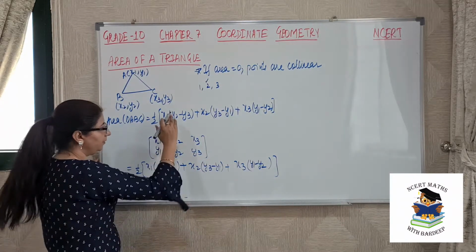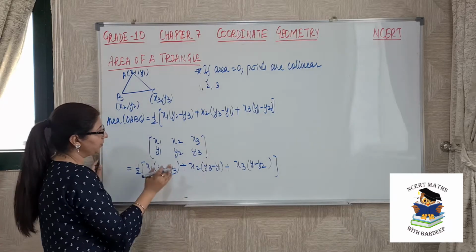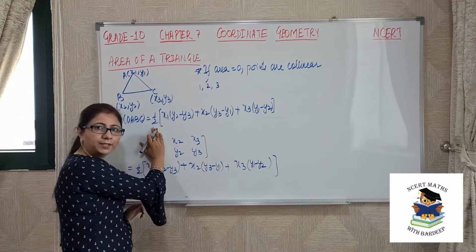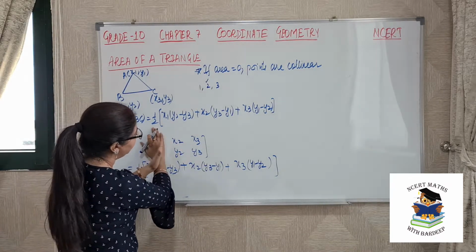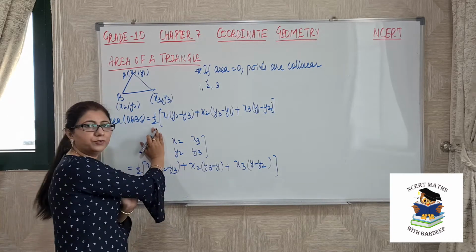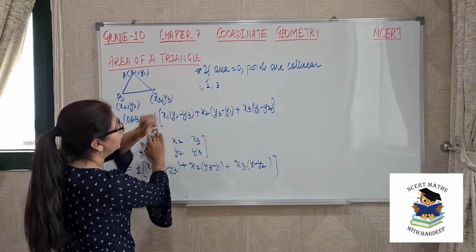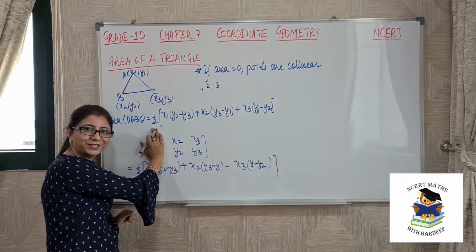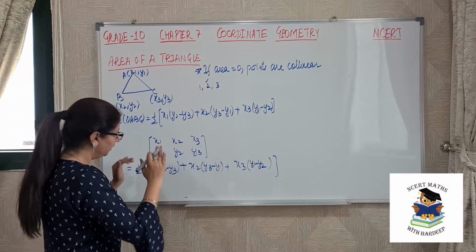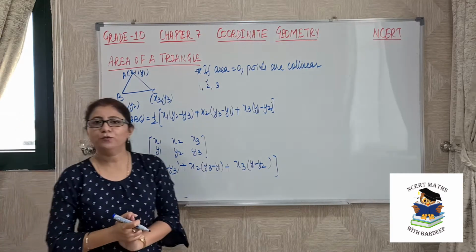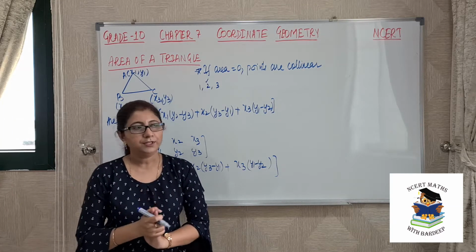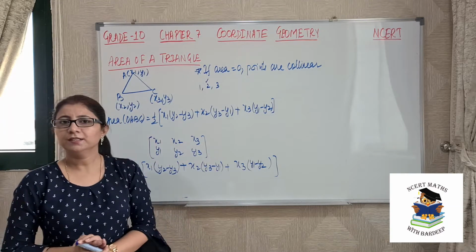Okay, x1, y1, x2, y2 and x3, y3. Keep your hand on the x coordinate that we are using and then subtract the y coordinates of remaining 2 points in this ratio as I have already mentioned. Okay, so this is how we will find the area of a triangle using the vertices A, B and C.